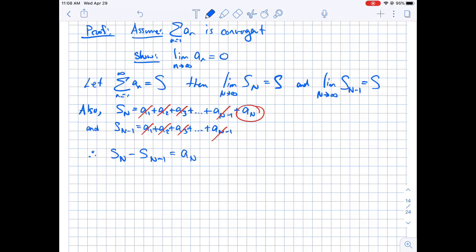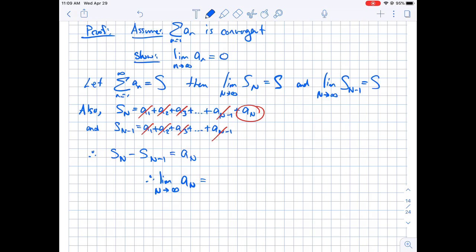Let's remember what we're trying to do. We want to show that these terms, a sub n, the terms being added up in our series, get infinitely small, that their limit is 0 as their counter goes to infinity. So let's just check. Let's take the limit as the value n, our counter, goes to infinity, and let's do the limit of a sub n.